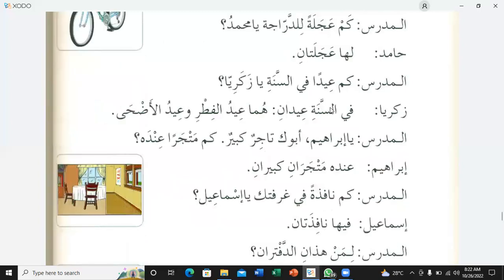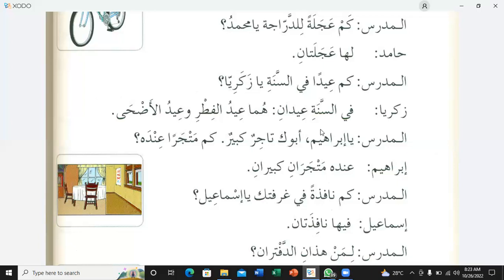Al-mudarrisu: Kam Eidan, how many festivals, fis-sanati, in a year? Ya Zakariya, O Zakariya. Kam Eidan fis-sanati, ya Zakariya? The teacher asks, how many festivals are in a year, O Zakariya?